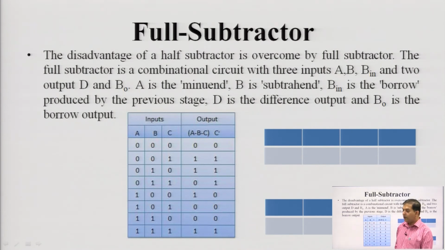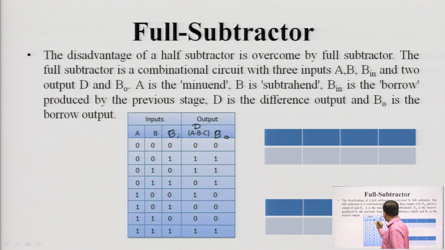Now, we will go further for full subtractor. The disadvantage of a half subtractor is that it can only subtract 2 bit numbers. So, to overcome that we use full subtractor, like half adder can be replaced by full adder. So, here we are replacing half subtractor with full subtractor. The full subtractor is a combinational circuit with 3 inputs A, B, B in and 2 outputs D and B naught.